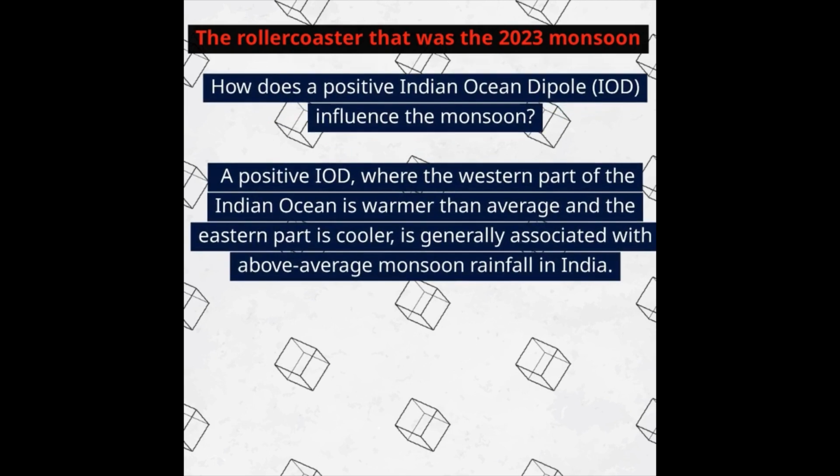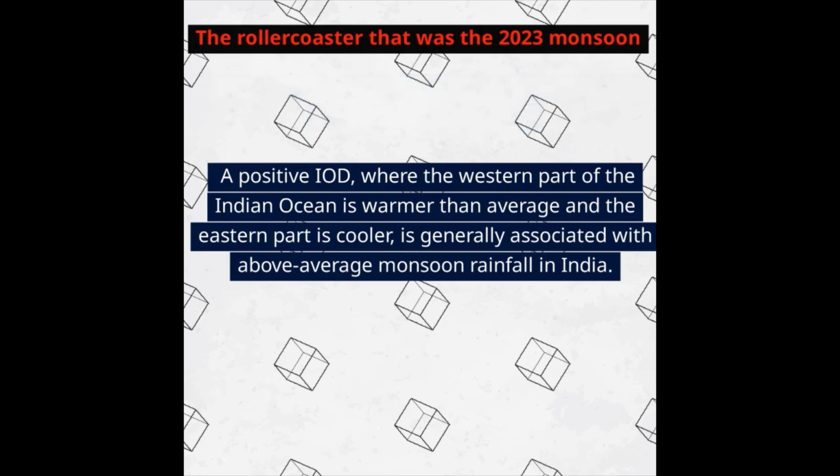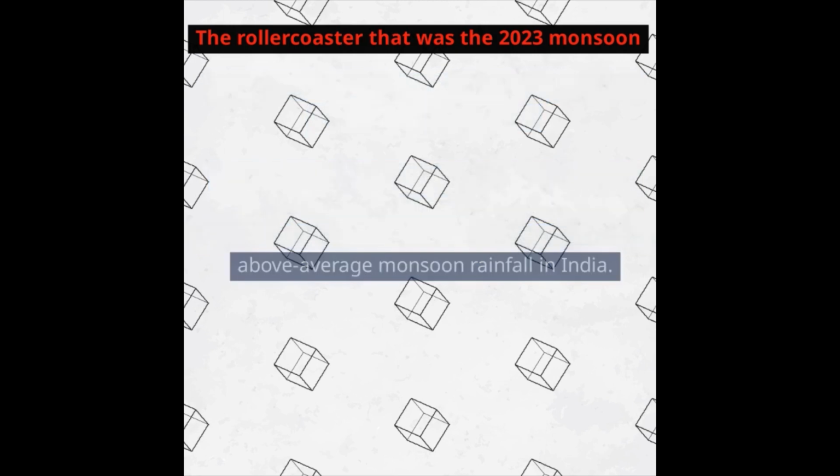How does a positive Indian Ocean Dipole, IOD, influence the monsoon? A positive IOD, where the western part of the Indian Ocean is warmer than average and the eastern part is cooler, is generally associated with above average monsoon rainfall in India.